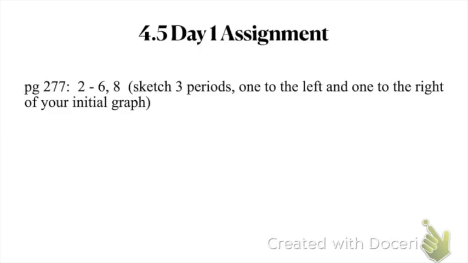When you do your assignment, make sure you do sketch 3 periods. The book only says to sketch the graph, but I want you guys to do a period on both sides. So get used to this, how these things repeat and how they cycle. So sketch 3 periods, one to the left and one to the right. Today we looked at graphing tangent and cotangent.